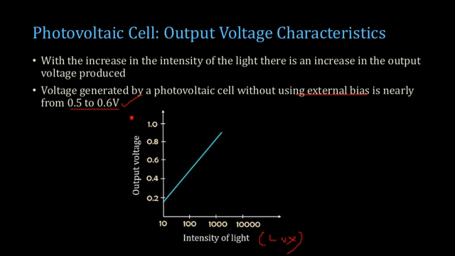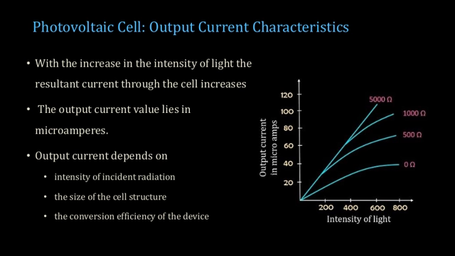Now if we need to generate more voltage, you can connect a number of photovoltaic cells in series, so that you are able to get more voltage. You add up the voltage of each individual unit, and you will get higher voltage levels.